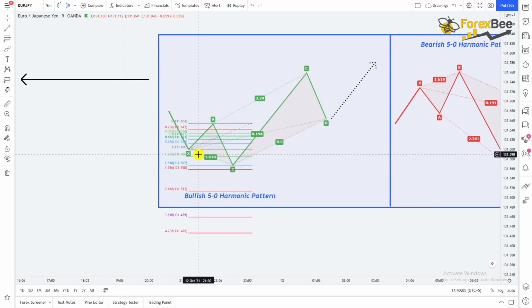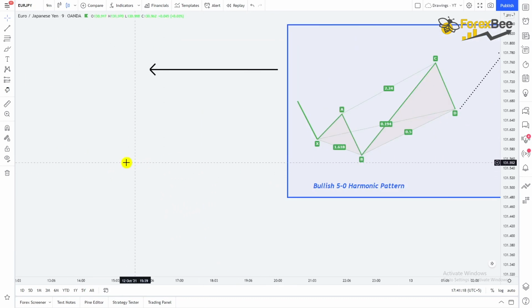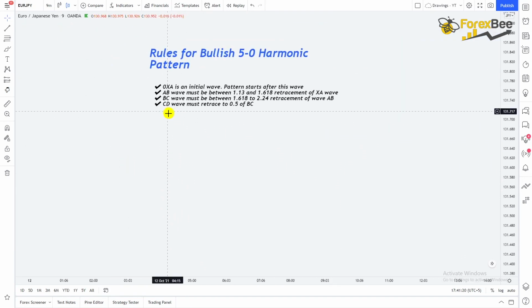So this is our second rule. We need to draw a Fibonacci extension from X to A, and the 1.618 level should be matching or approximately close to it. This AB wave should be approximately close to this 1.618 level. So now let's go towards the third rule. The third rule says the BC wave must be between 1.618 and 2.24 retracement of the AB wave.